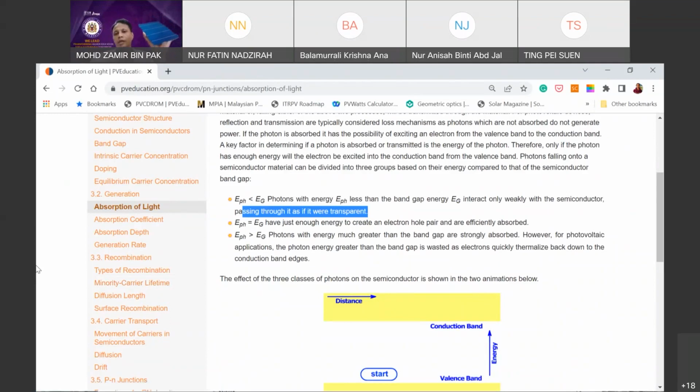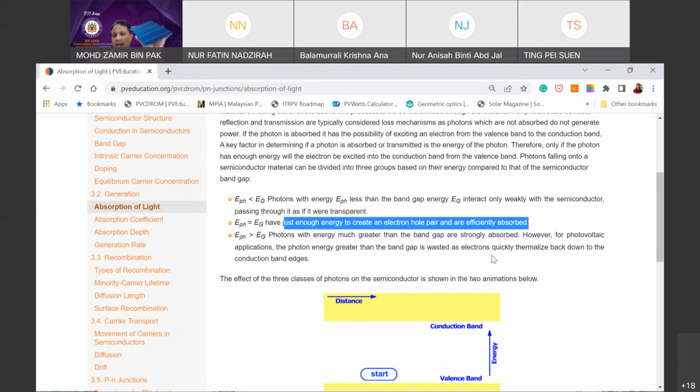Case number one. Case number two, when your EPH is equal to EG, right? So your EG is 1.12 electron volt in this case, so that means your incoming photons have energy of 1.12 electron volt exactly, which just have enough energy to create electron hole pairs, and these photons will be efficiently absorbed. Okay, when your photon EPH equals EG, it will be efficiently absorbed, and that will cause optical excitation of the valence band electrons from the VB into the CB. So you're going to get your excitation because energy is just right. Okay, energy is just right.